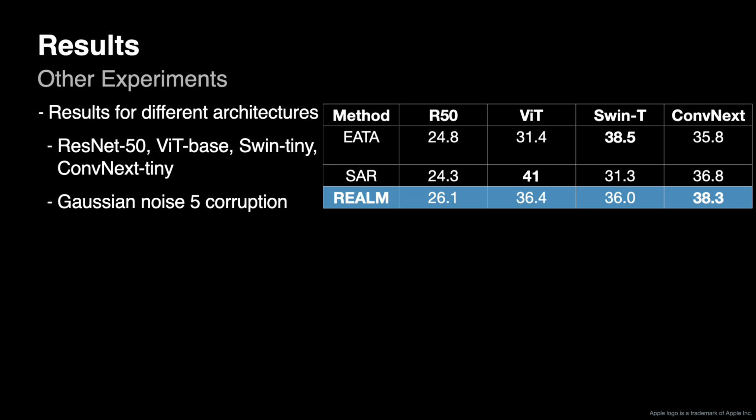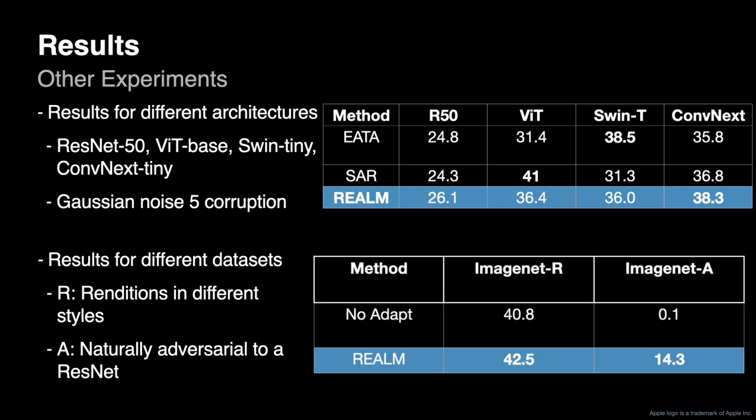We found that REALM performs the best on average across architectures. However, results varied across competing methods even though the model architectures have roughly the same number of parameters. Finally, we found that REALM improves on other domains as well, including style differences from ImageNet renditions and natural adversarial examples from ImageNet adversarial benchmarks.